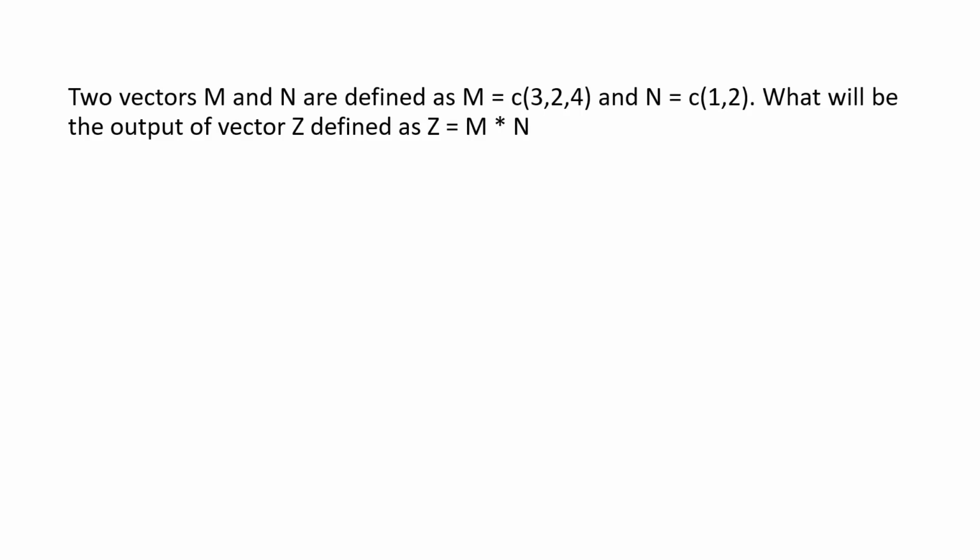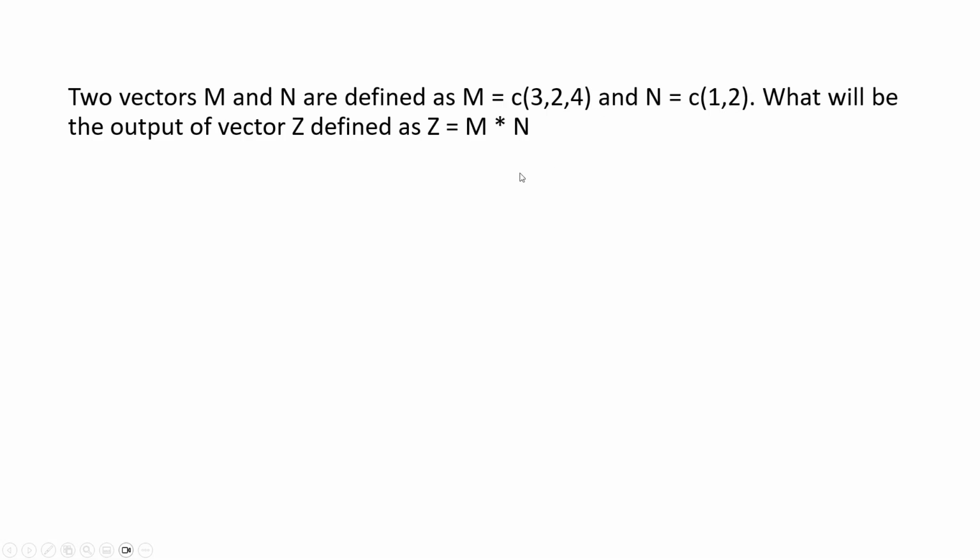Okay, the next question is two vectors m and n are defined as m is a vector again, that is c(3, 2, 4). So here we have manually given 3, 2 and 4 as the elements of the vector m, and the next vector is n, having elements 1 and 2. What will be the output of vector z defined as z equals m into n? So we are just multiplying two vectors. But again, note that we have 3 elements in the first vector and 2 elements in the second vector.